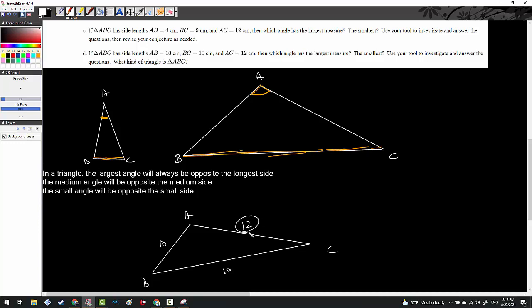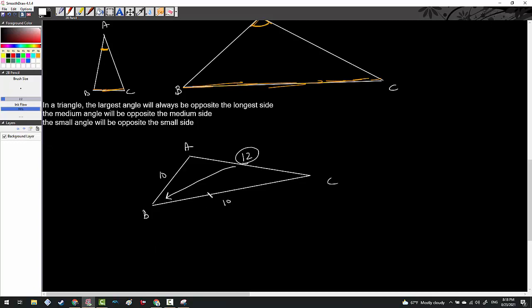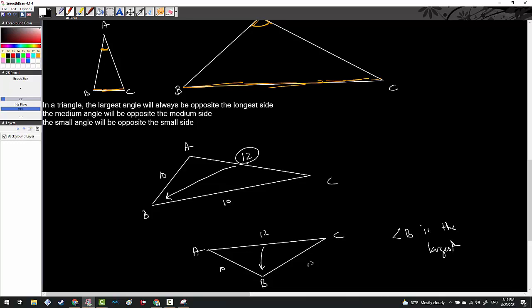Well, remember, this is the largest side, right? So the opposite angle will be the biggest angle. And again, it's not drawn to scale. I apologize for that. In fact, why don't I go ahead and redraw it so that it is to scale? If this is like this, 10, 10, and 12, this would be a 10, this would be a 10, and this would be a 12. This would be B right here, and this would be A and C. So again, the opposite angle to the 12, which is the longest side, will be the largest angle. So we would say angle B is the largest.